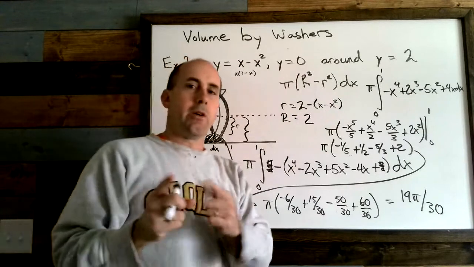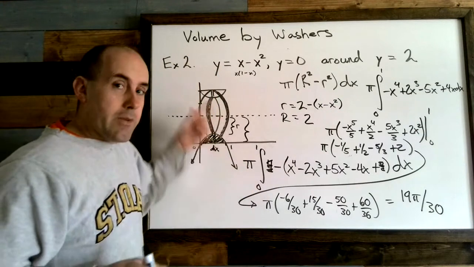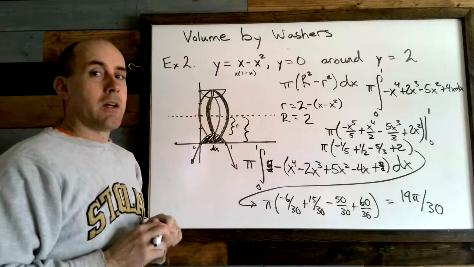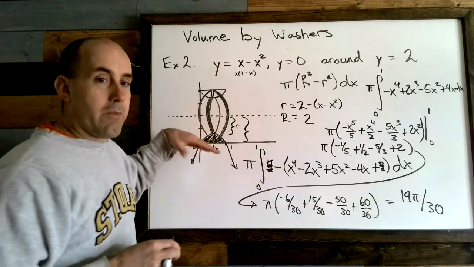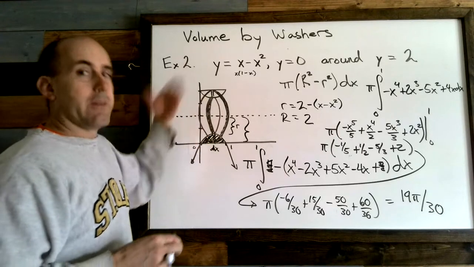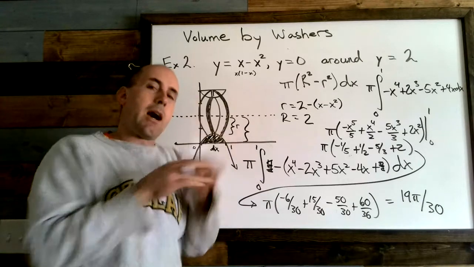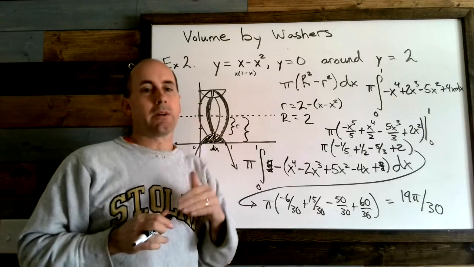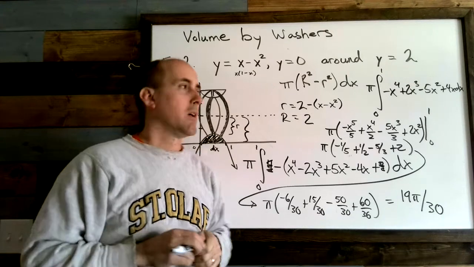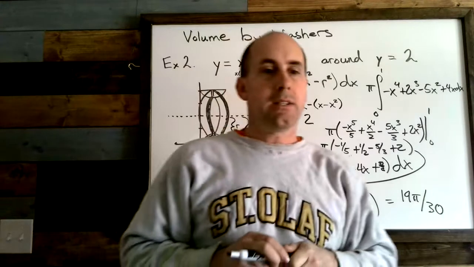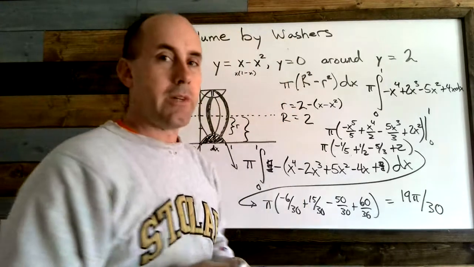The first video, you were revolving it right around the x-axis. In this video, you are revolving it around something different than the x-axis. And when you do that, you have to do that top minus bottom approach to figure out exactly what your radius is. I know it's not easy. Again, please reach out if you need some help.